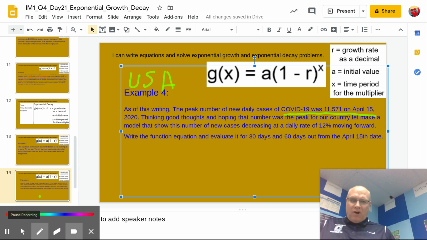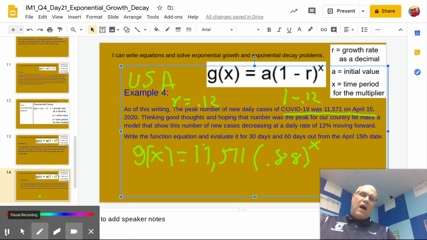So let's put in our model. Again, I'm not an expert in this. I have no clue. I'm just making up numbers here for fun. But let's say we're decreasing at a daily rate of 12% moving forward. If we decrease 12% on average moving forward, what would that look like? And can we use that model to predict how many new cases we would be getting 30 days from April 15th, 60 days from April 15th, and so on? So see if you can come up with what's A, what's R, what's going to give us our base, and write that equation.